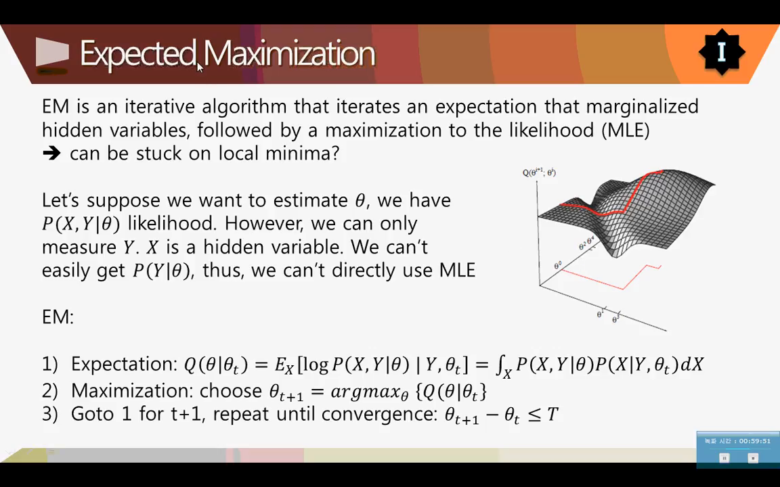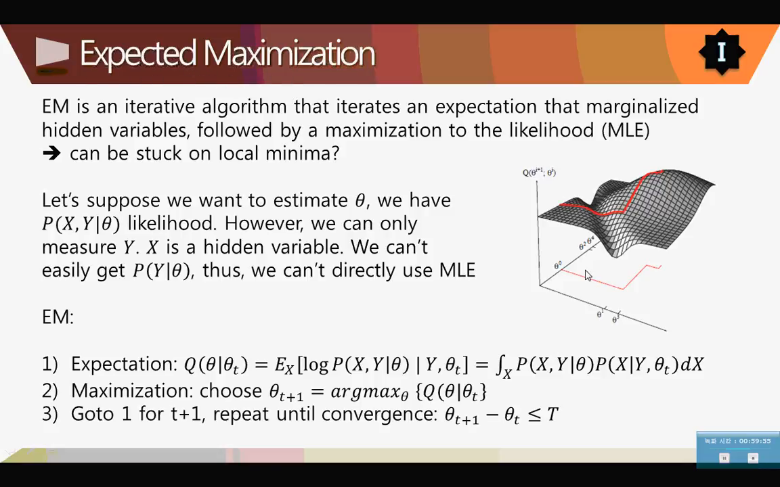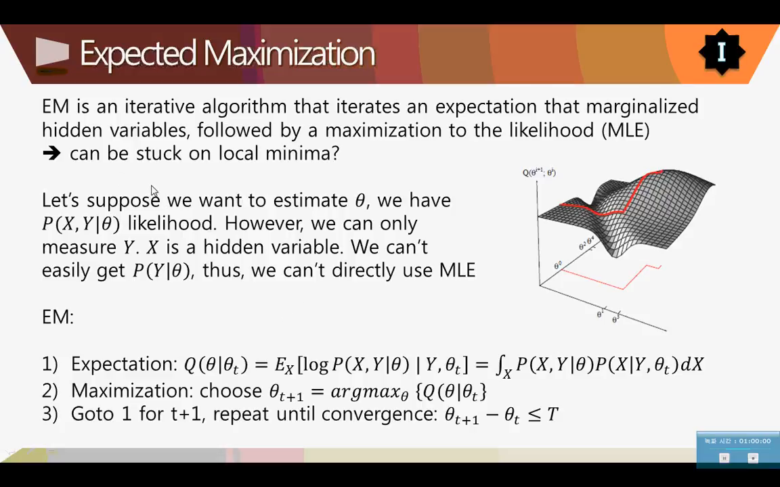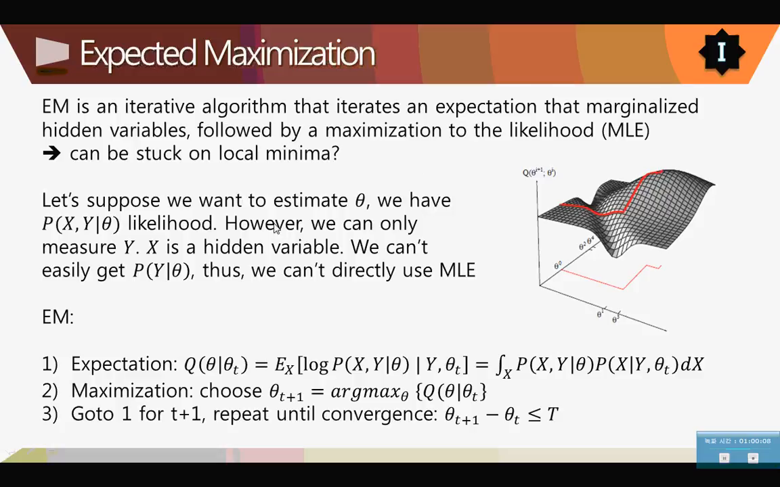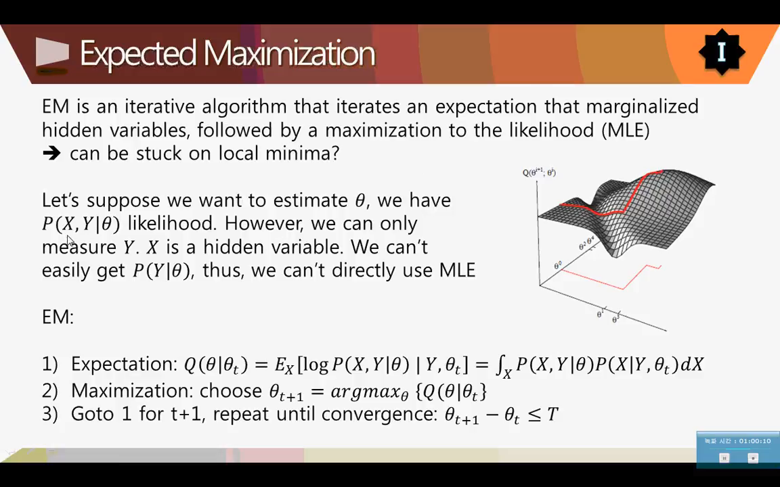So the last approach for parameter estimation is expectation maximization. Because of the time, I'll just quickly go through it. It assumes that we need to maximize the expectation, not the likelihood directly. Why do we maximize the expectation? In this problem, it is slightly different. We can measure one of the parameters, but the other parameter is not measurable.